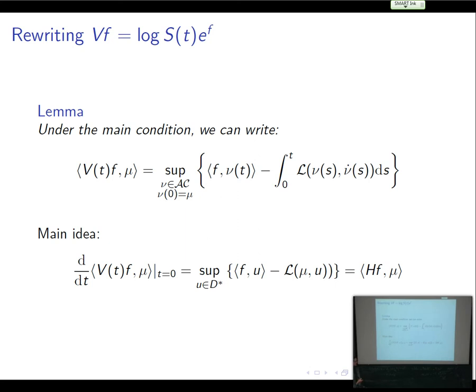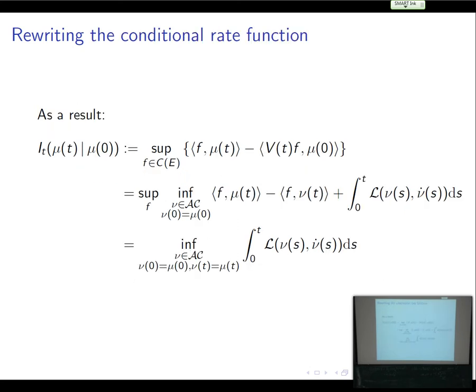So now how can we use this to go to the large deviation principle again? As a result, if I look at this conditional large deviation rate function, I know that it is given by the supremum, let's say the Legendre transform of V. But now I have this variational expression for V, so I can just simply plug it in.